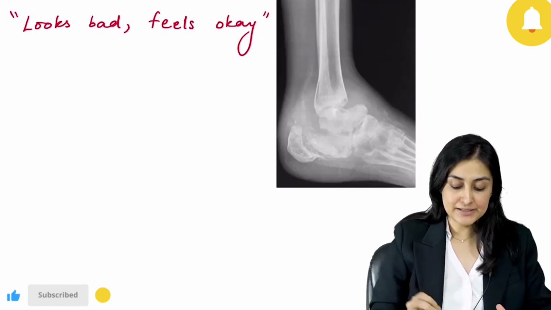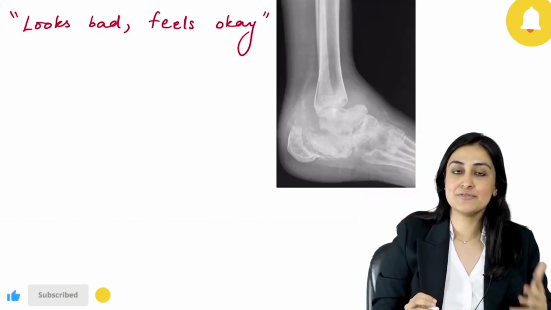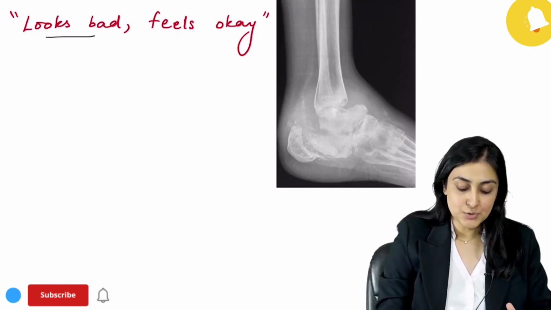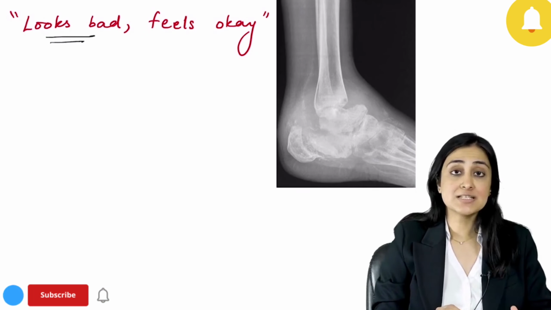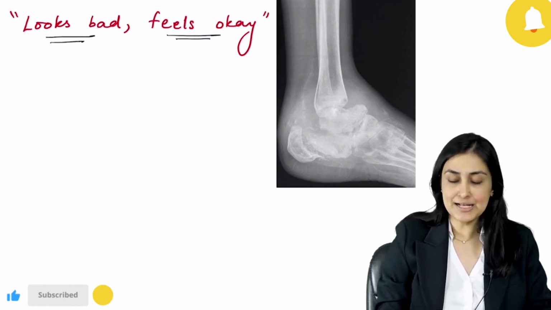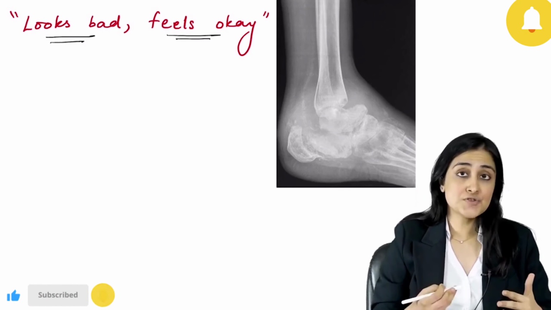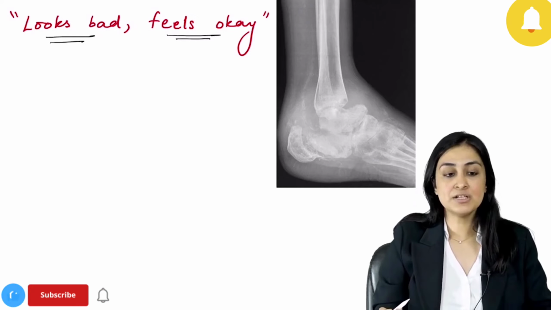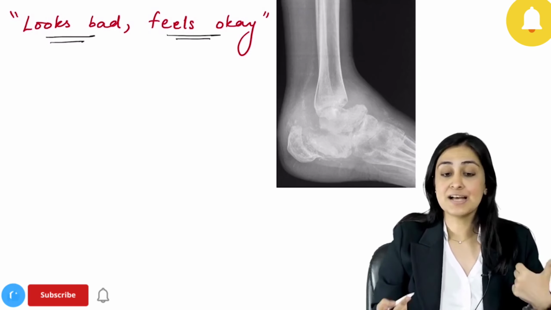Going ahead to the next part here, so what do we see? We see that there is a typical history which is given here, that it looks very bad, the joint looks very destroyed, it looks very edematous, distended, but the patient tells you that I am feeling fine, I do not have so many symptoms like you are saying. So it looks bad on the X-ray, but the patient feels okay.